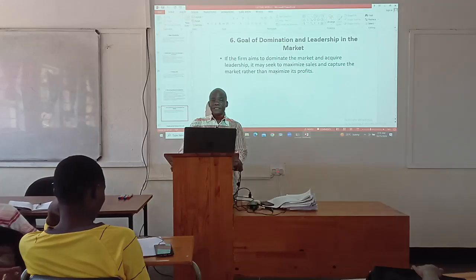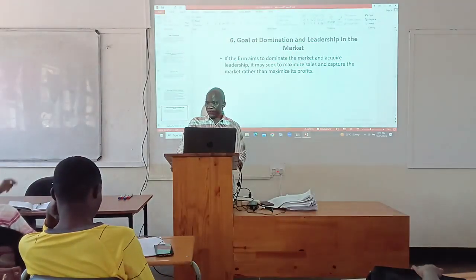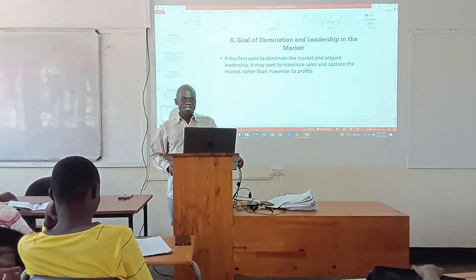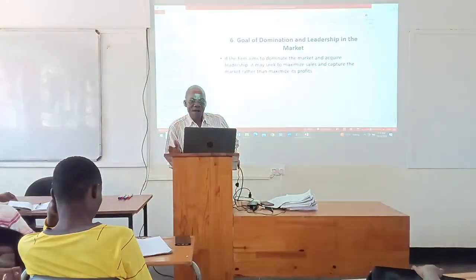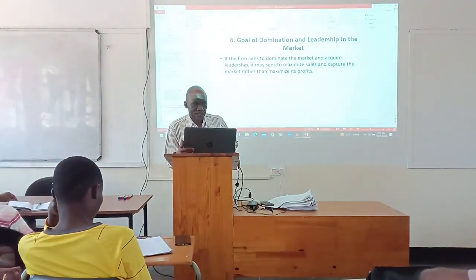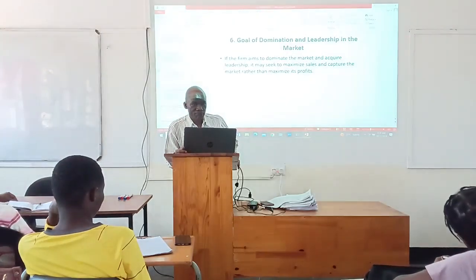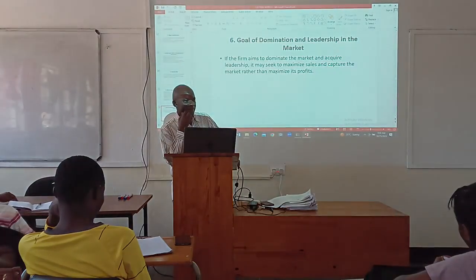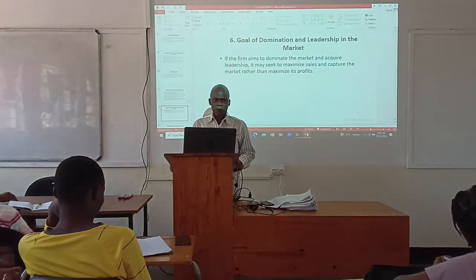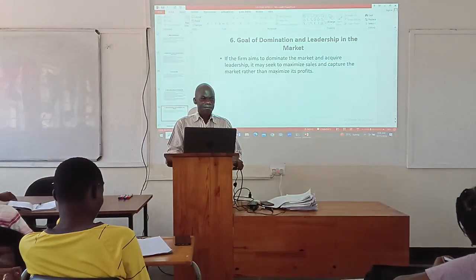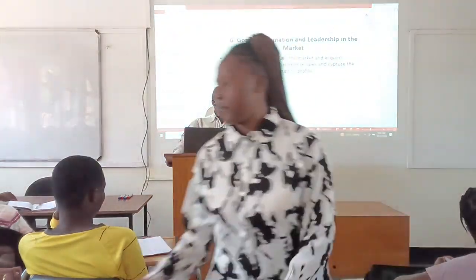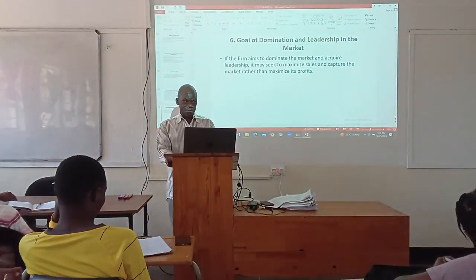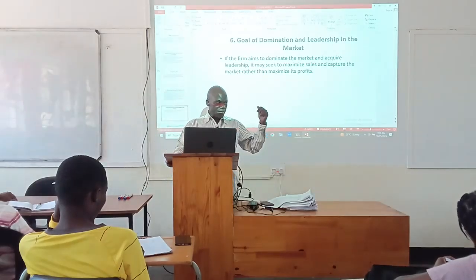Number six is that goal which says dominance and leadership. Some companies just want to be the biggest in the market, to dominate. In marketing, what do you call that? A market leader. A market leader can be either volume or price. So if it is the price, that is in relation also to cost of production. So you are the least cost producer in the market. Least cost producer, and therefore a price setter. Others will come behind you as price takers.